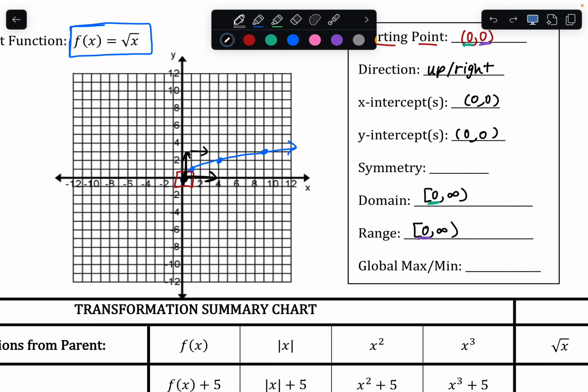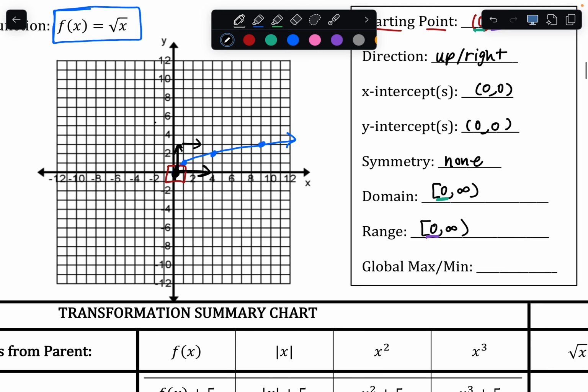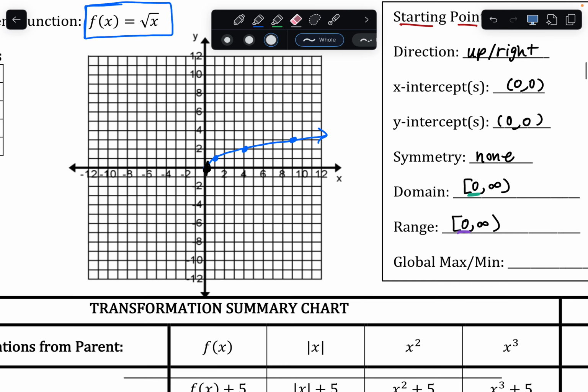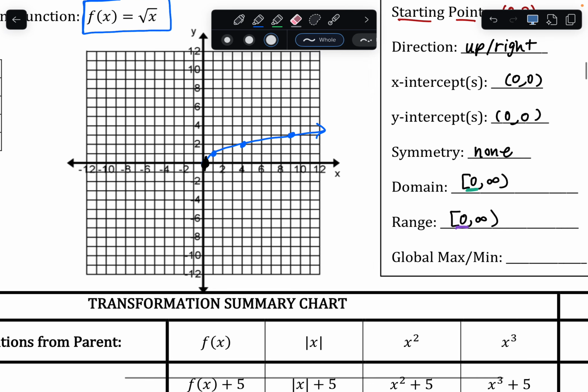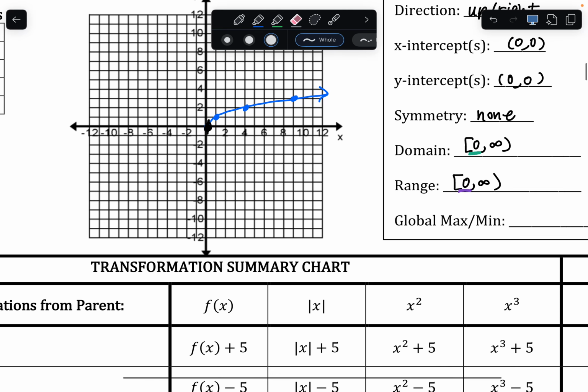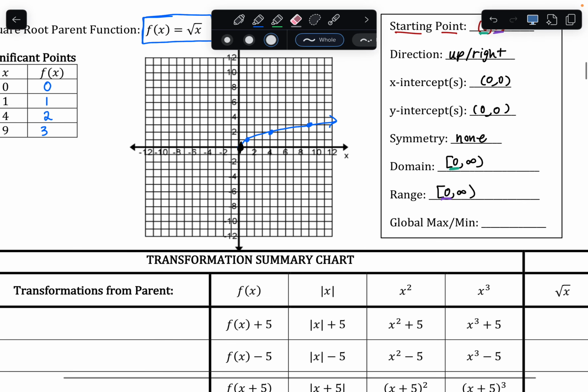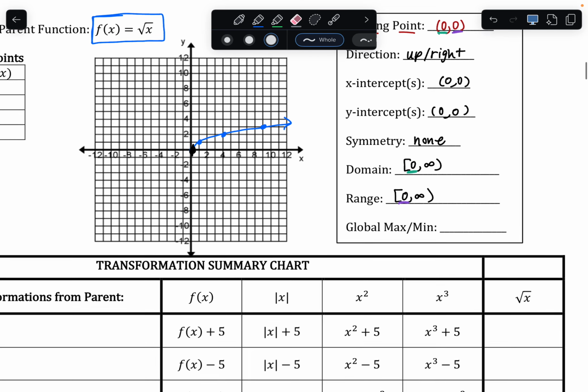Okay, and for symmetry, that's actually really easy for square root. There is none. Most of our parent functions do have either an axis of symmetry or rotational symmetry, but this is really one of the only graphs we see that has no symmetry whatsoever, and it's because of that blunt starting point. I can't really reflect it and look the same. I can't rotate it and look the same, and so no symmetry for the square root parent function or any of the square root functions.